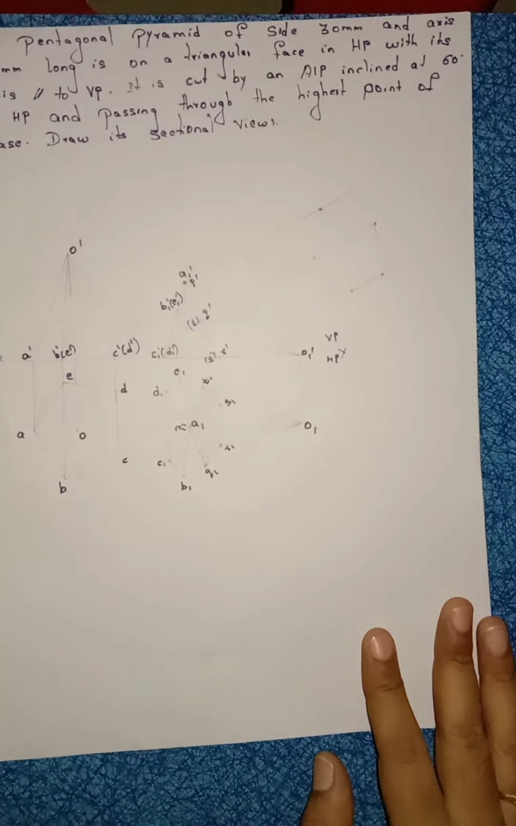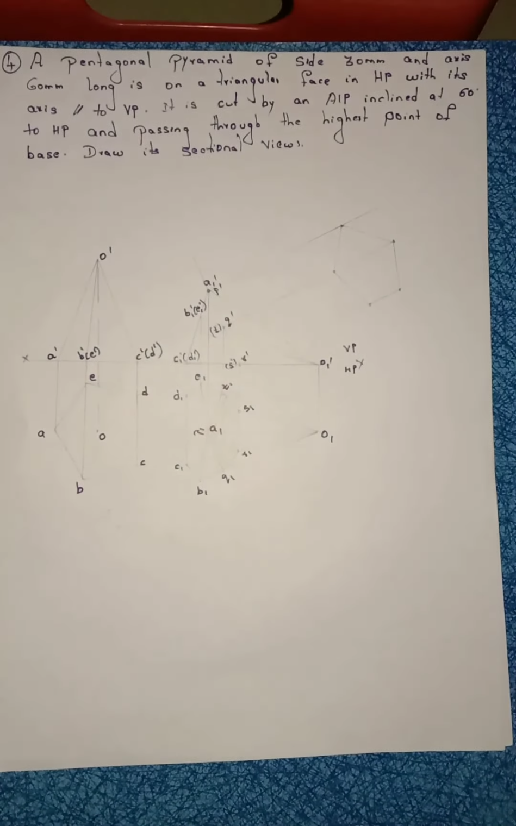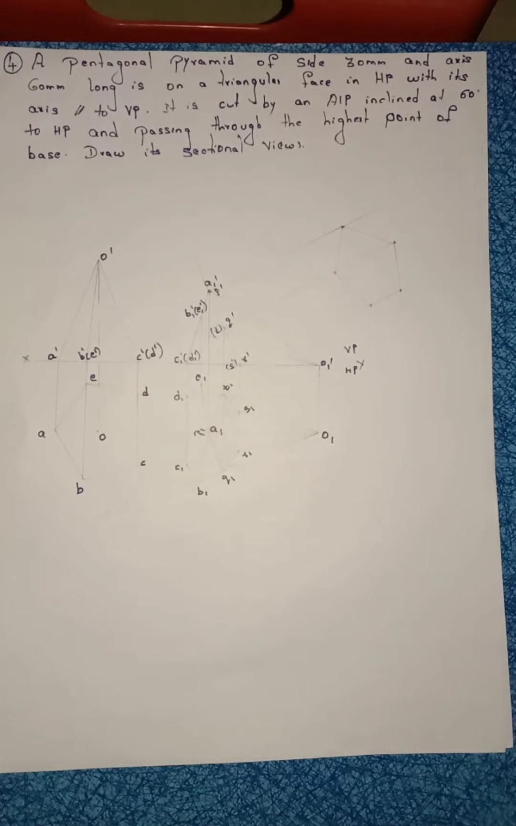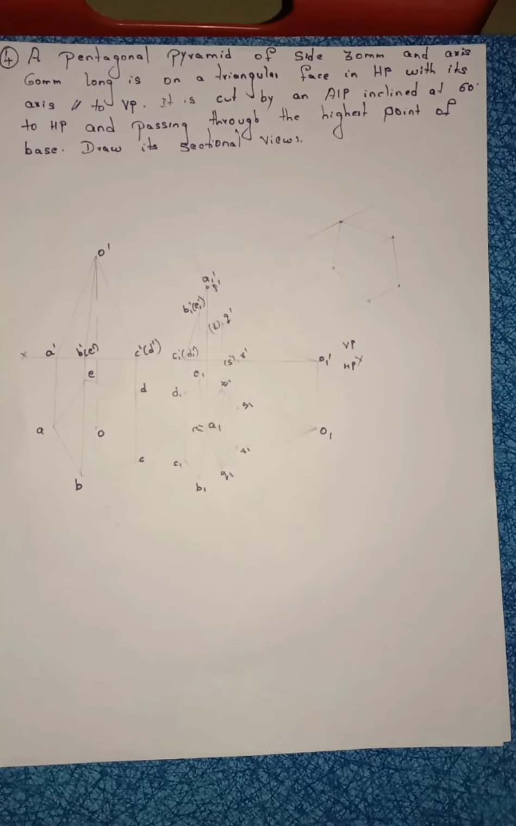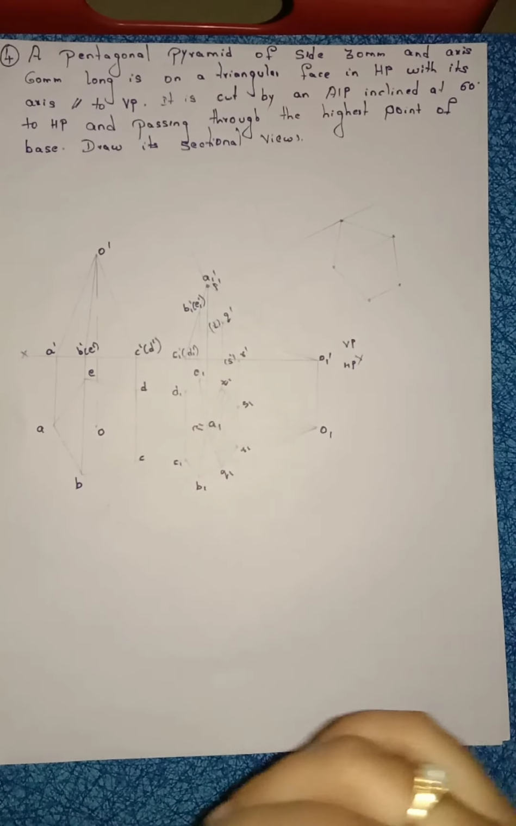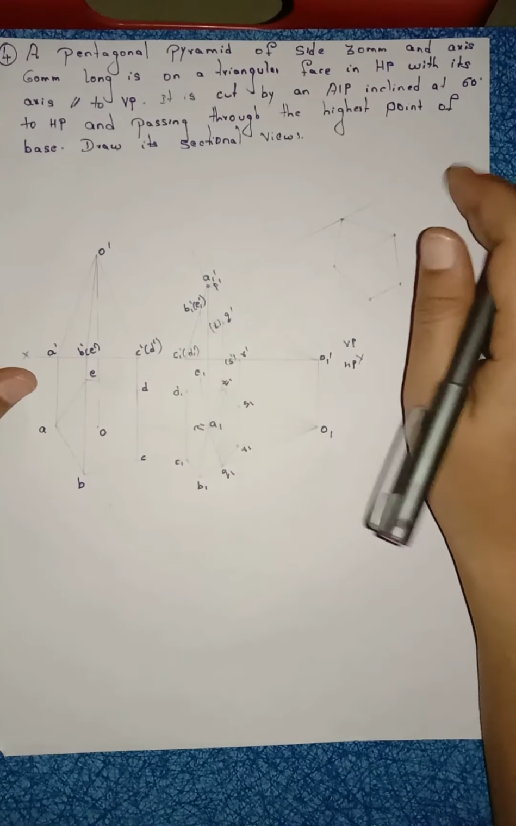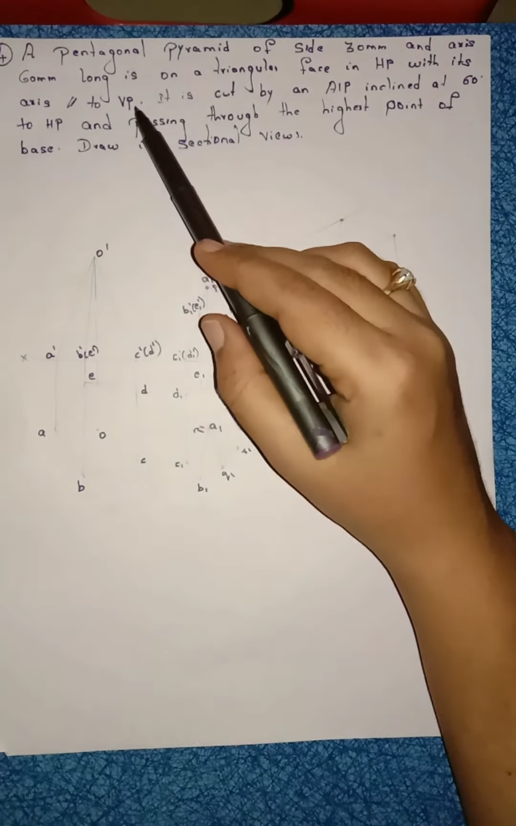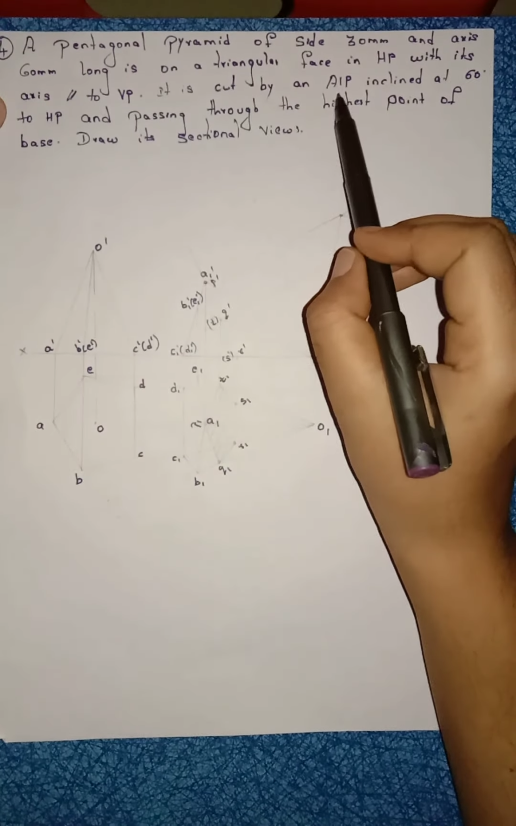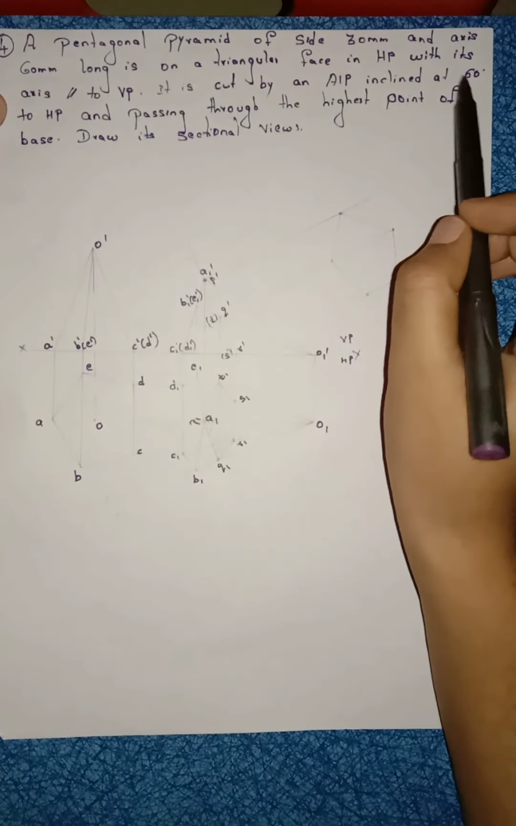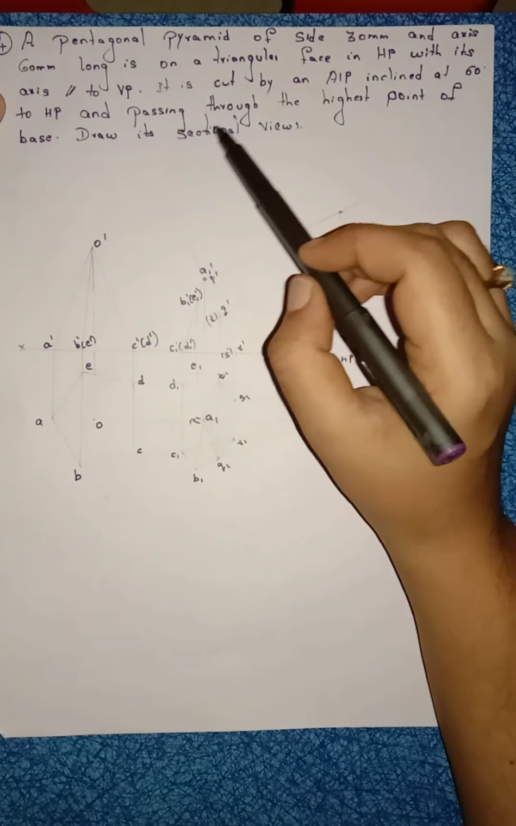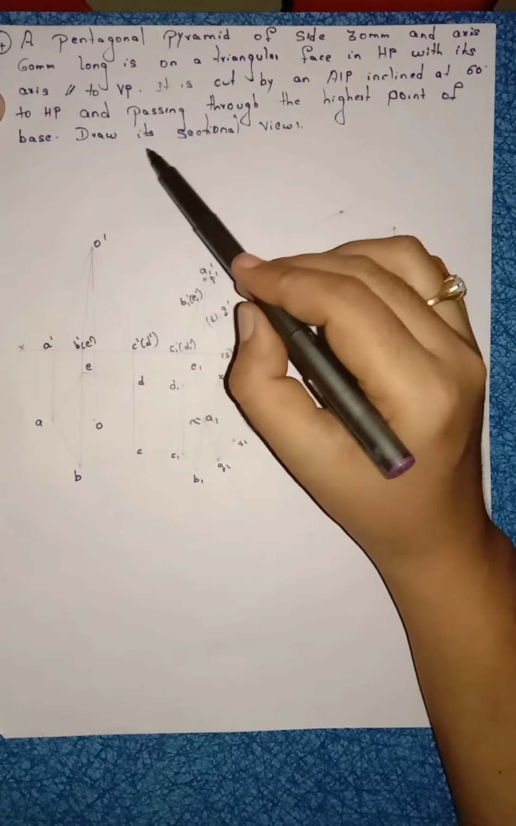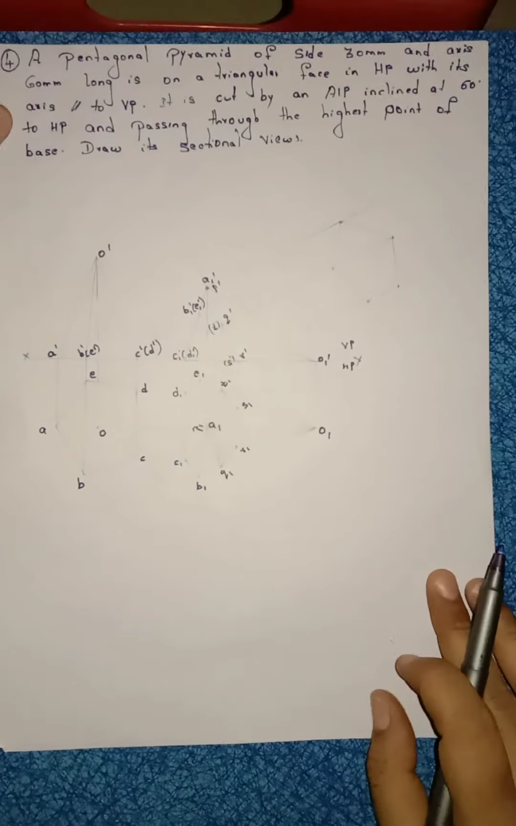Next we will see problem number 4. What is the question? A pentagonal pyramid of side 30 mm and axis 60 mm long is on a triangular face in HP with its axis parallel to VP. It is cut by an auxiliary inclined plane inclined at 60 degrees to HP and passing through the highest point of the base. Draw its sectional views.